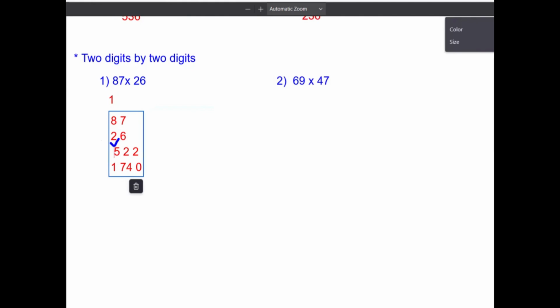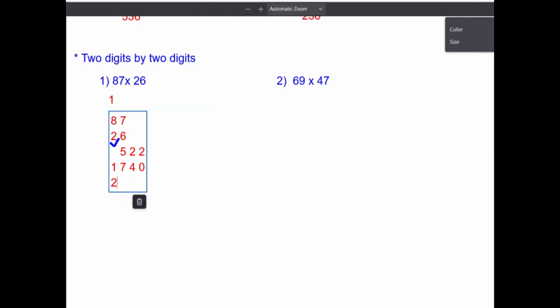And please keep your numbers in columns. Write these numbers in columns. Don't mix up. How do you write your numbers in columns? The ones under the ones, the tens under the tens, hundreds under hundreds, and so on. Then the step after, you just add them.